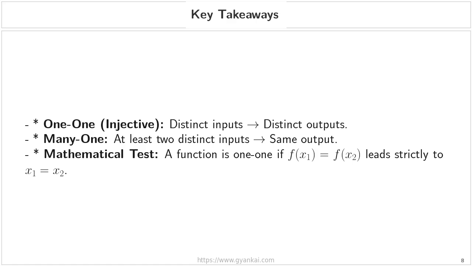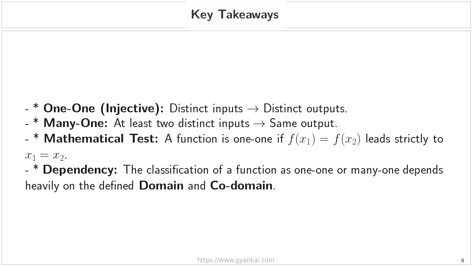To verify this algebraically, remember the mathematical test we practiced in our examples. A function is confirmed to be 1-1 if, by assuming that f of x1 equals f of x2, we can logically prove that x1 must equal x2. Finally, always keep in mind that the classification of a function as either 1-1 or many-one is not fixed. It depends heavily on the defined domain and codomain. As we discussed in the common mistakes section, restricting the domain can completely change the nature of the function. Review these points carefully, as they form the foundation for the next topics we will cover in functions.